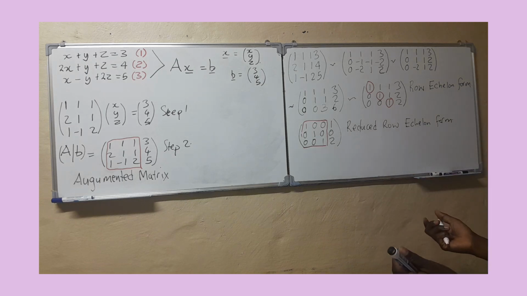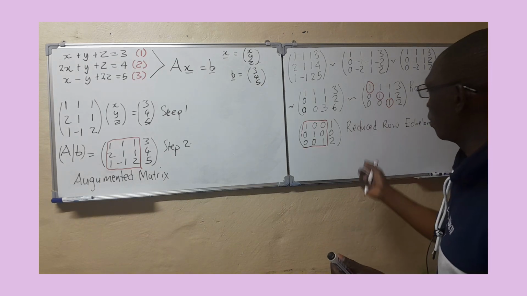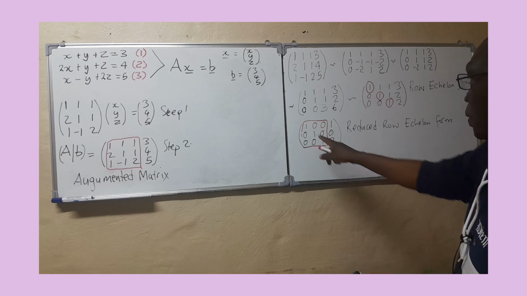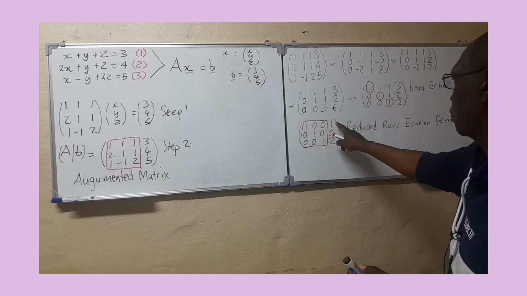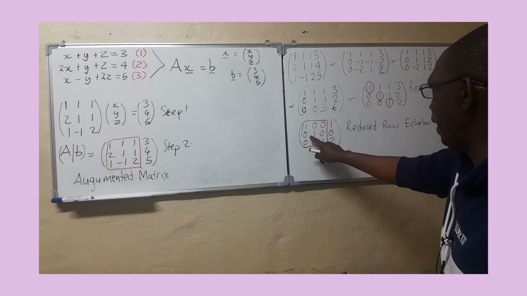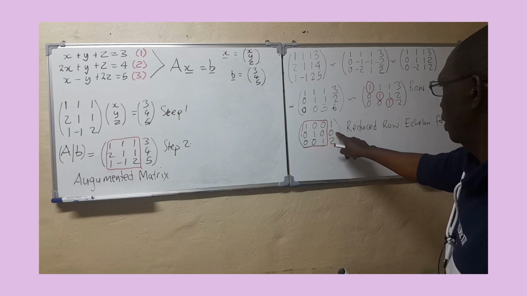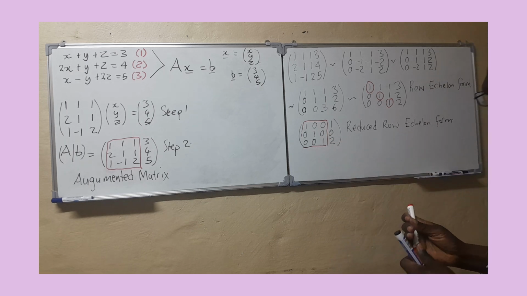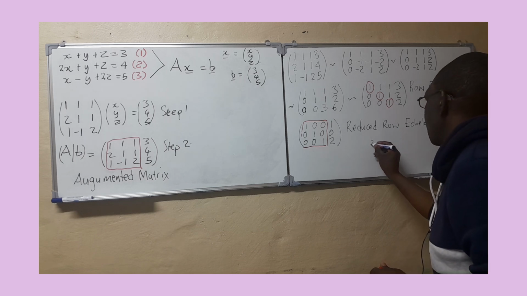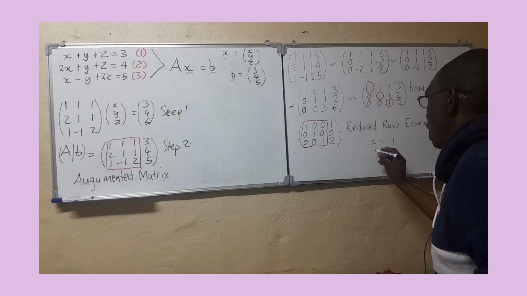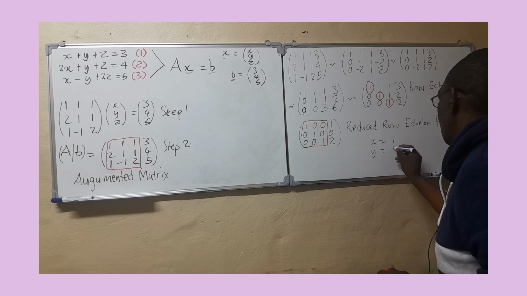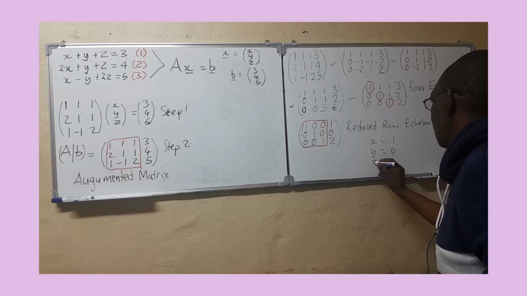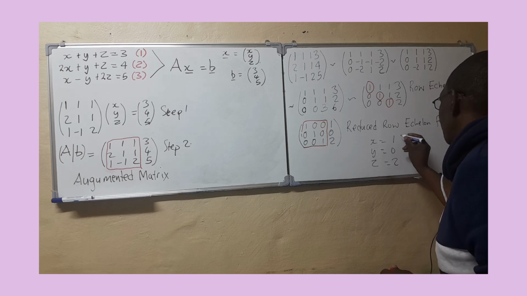So all we can do now is just read off the solution, because now it says X is equal to 1, Y is equal to 0, and Z is equal to 2. So there is the solution to our simultaneous equations. Our X is equal to 1, our Y is equal to 0, our Z is equal to 2.